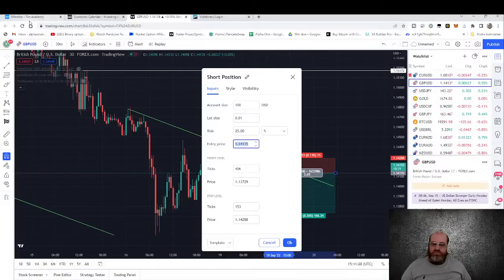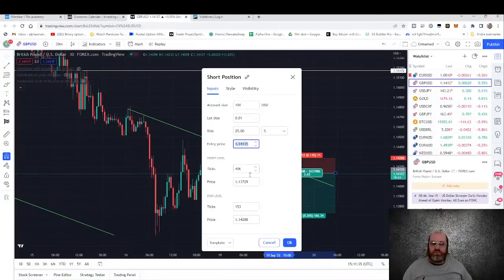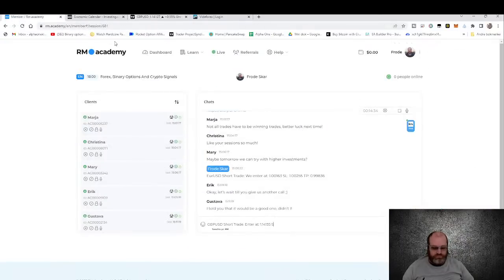So let's see. GBPUSD short trade. Enter at this position. We take our stop loss here and take profit. We take there.